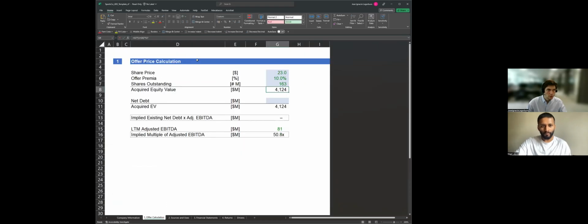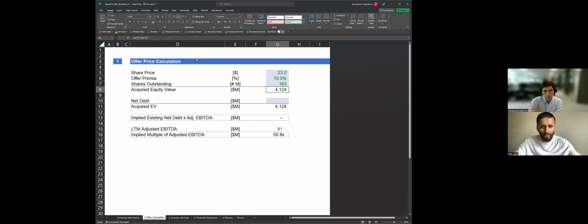And therefore my acquired equity value, or the price that I need to pay, is basically that share price times one plus the 10% premium, times the number of shares. This is the $4.1 billion that I will need to pay all Man U shareholders to buy the company.